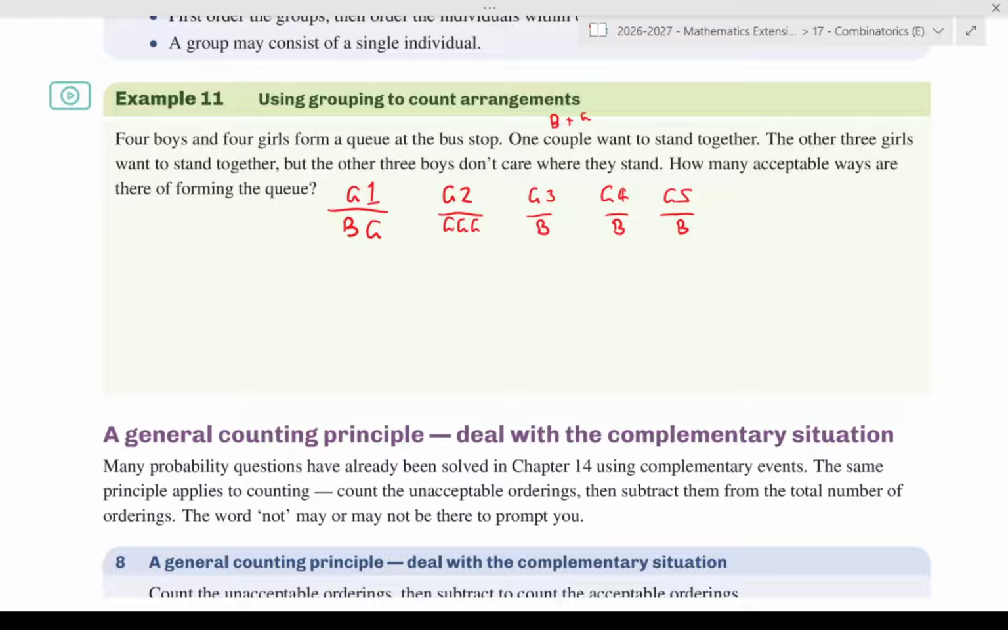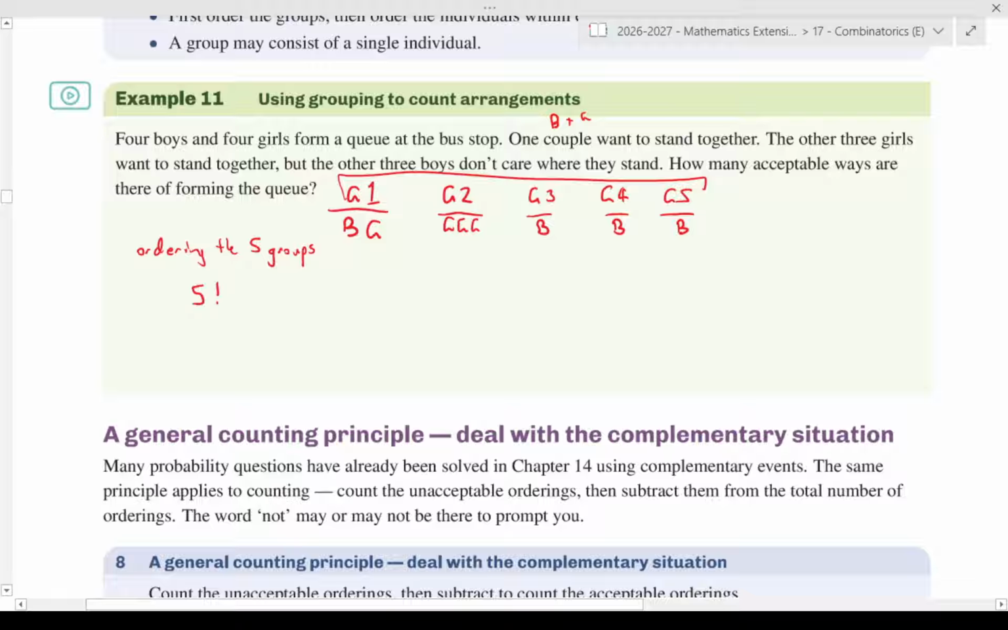Now if we treat the groups as blocks, we can work it out from there. So we're going to order the 5 groups. If I just took these 5 groups, how many different ways can I organize them? Well, I can do it 5 factorial. So ordering the 5 groups is 5 factorial.